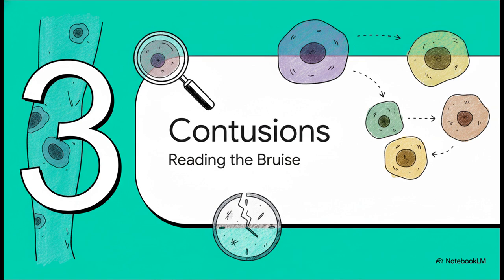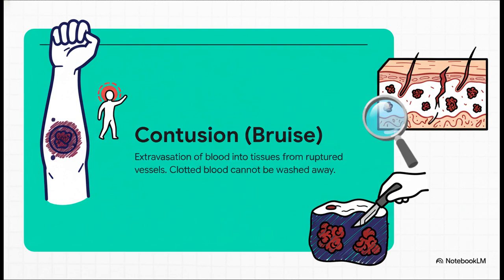It's time to talk about contusions, or as most of us call them, bruises. And believe me, if you learn how to read a bruise, it can tell you a surprisingly detailed story. So, what's going on with a contusion? Well, some kind of blunt force hits the body and breaks tiny blood vessels right under the skin. That blood then leaks out, the technical term is extravasates, into the tissues around it.